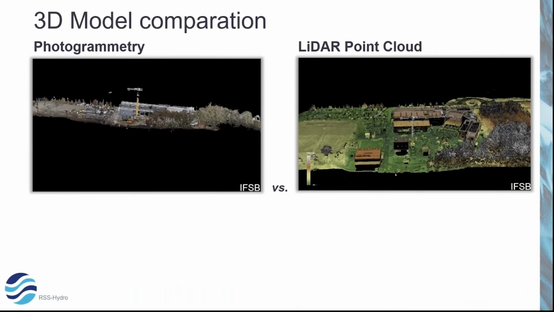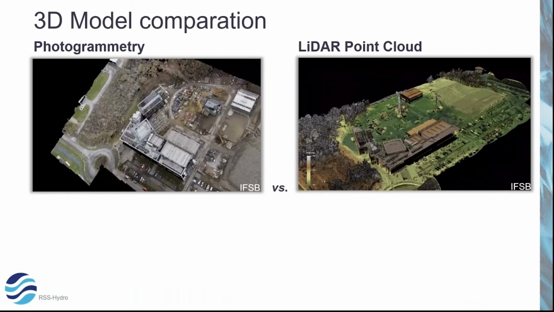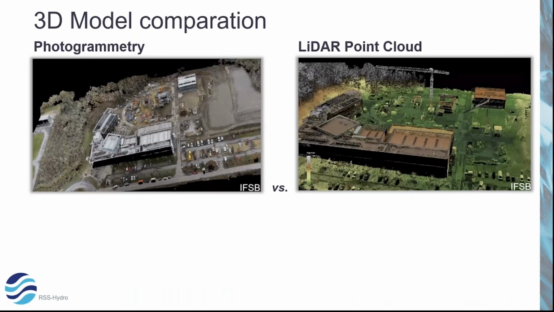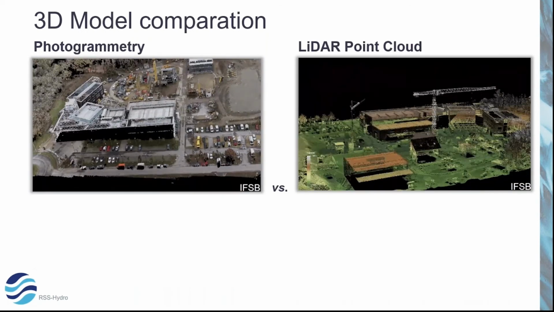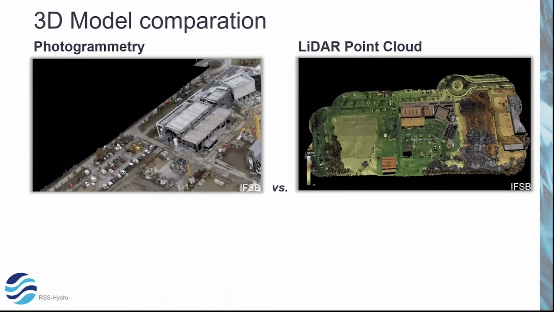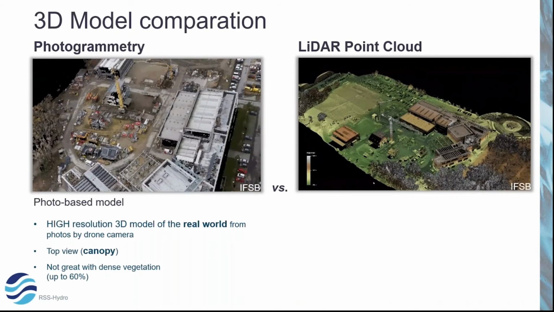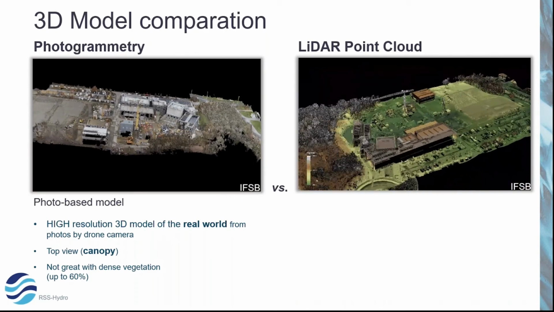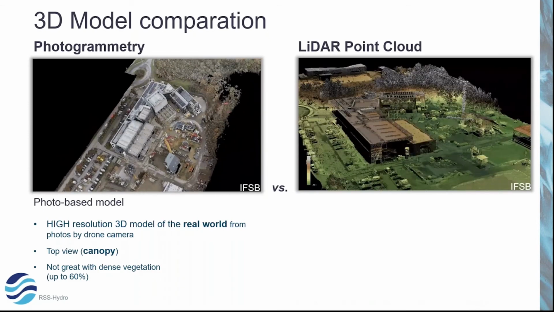Here we can see the key differences between 3D models created starting with photos taken by the camera mounted on drones and the ones created from LiDAR point clouds. Let's see the difference. The first type of model comes from photogrammetry, a technique that allows a high-resolution reconstruction of the real world, but from a top perspective only.